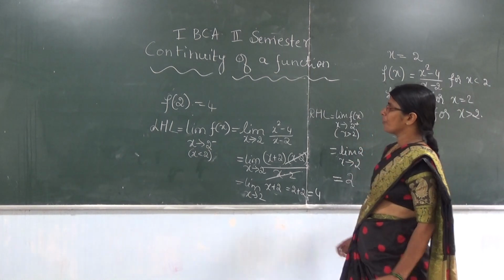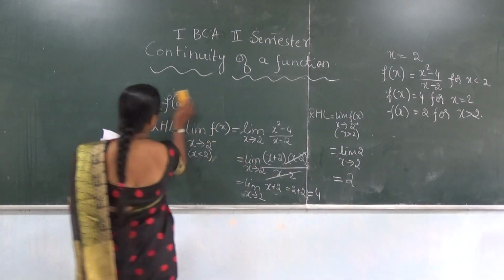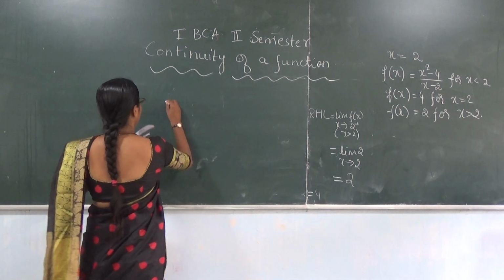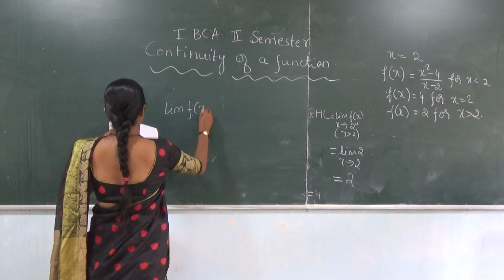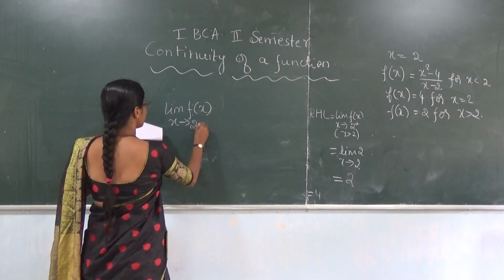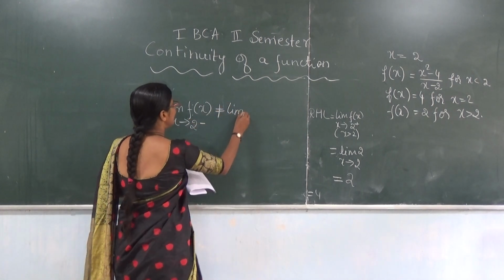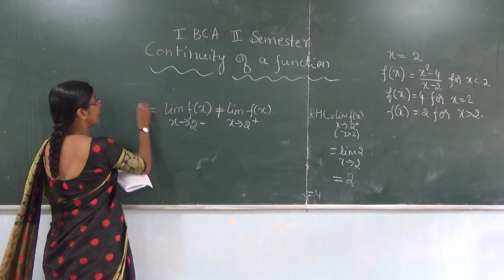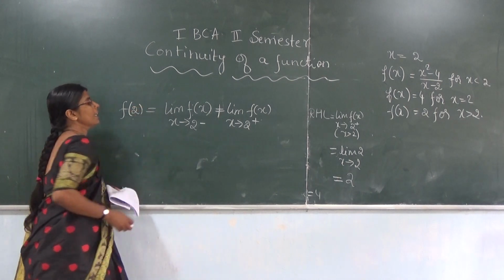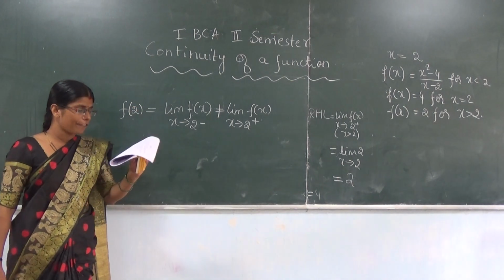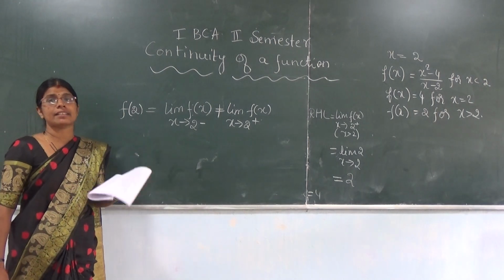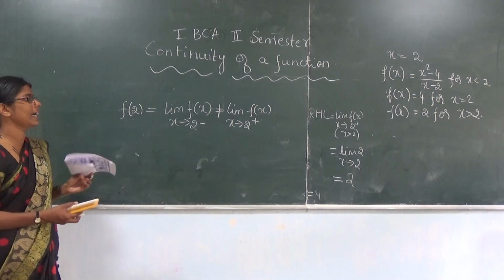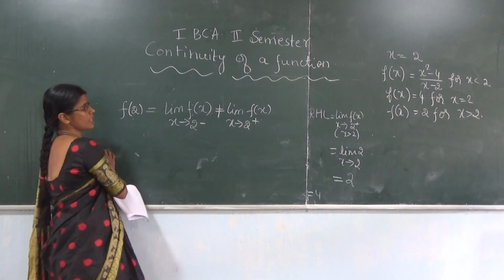So therefore what we have, left hand limit of f of x as x tends to 2 minus is not equal to limit of f of x as x tends to 2 plus, but left hand limit is equal to f of 2. Therefore we say that f of x is discontinuous at x is equal to 2. So this is the first problem.